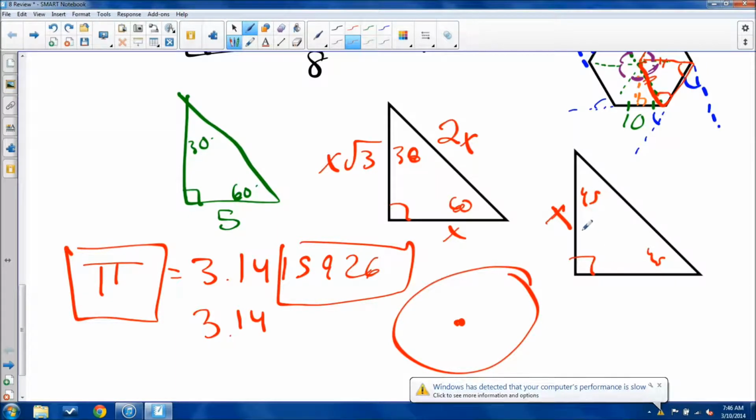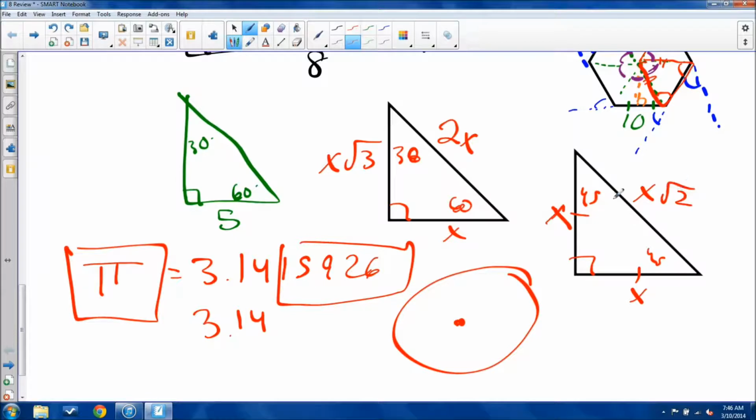This is an isosceles right triangle. If this is isosceles, these are both congruent. If these are both congruent, this is also x. So here you have the relationship x and x for both these legs. Now the hypotenuse is x times the square root of 2.